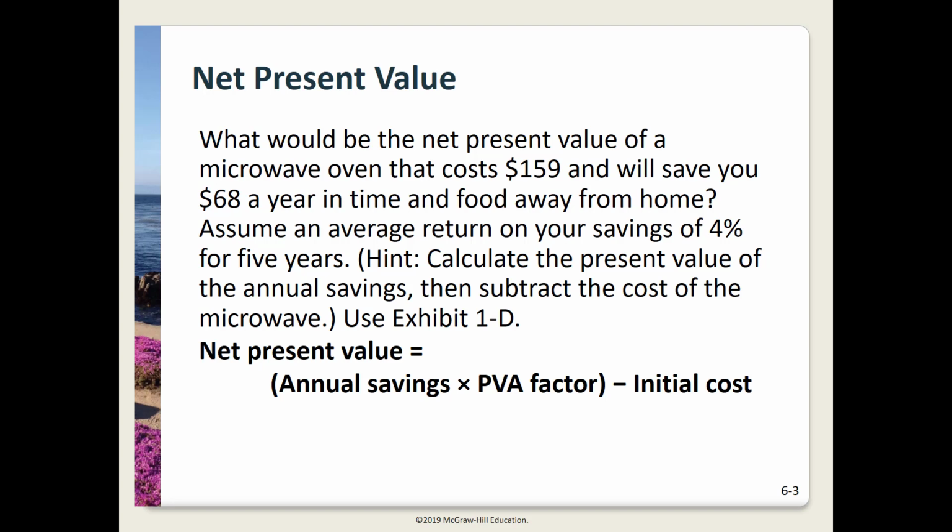So here's our formula for the net present value. We're going to take the annual savings times our present value annuity factor and then subtract the initial cost. That's essentially what my hint is written as a formula. So our annual savings, that was the $68 given to us. And to get the PVA factor, we'll have to look at Exhibit 1D. So I'll show you how to do that again real quick. And then our initial cost was the $159.